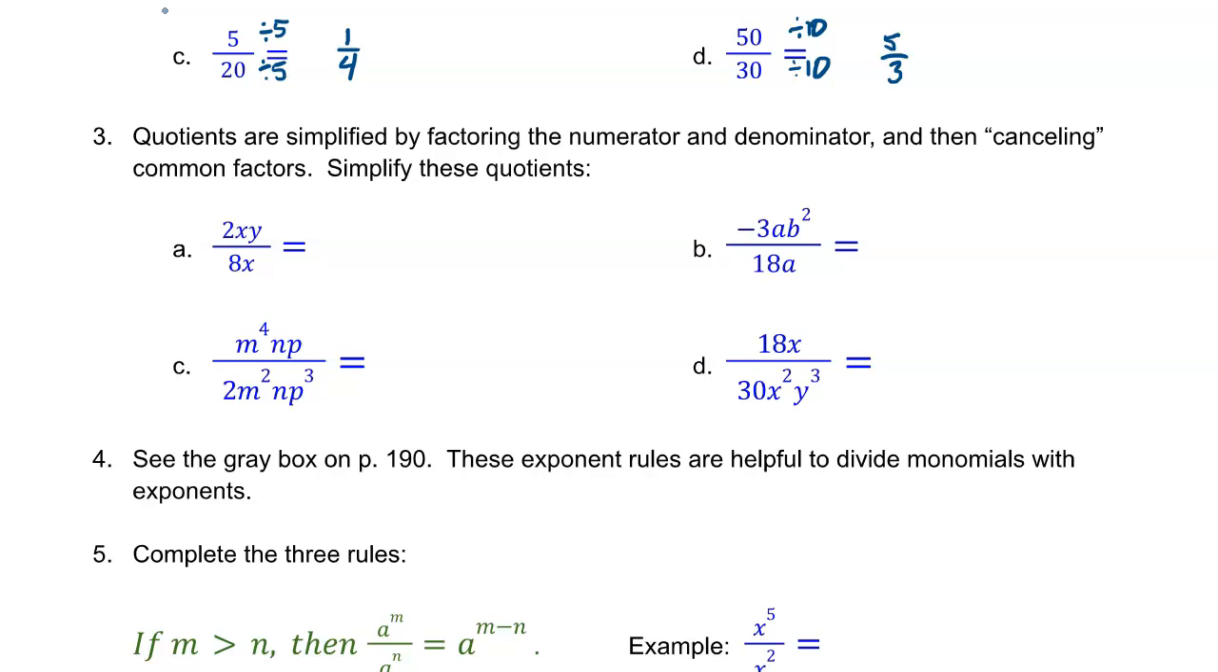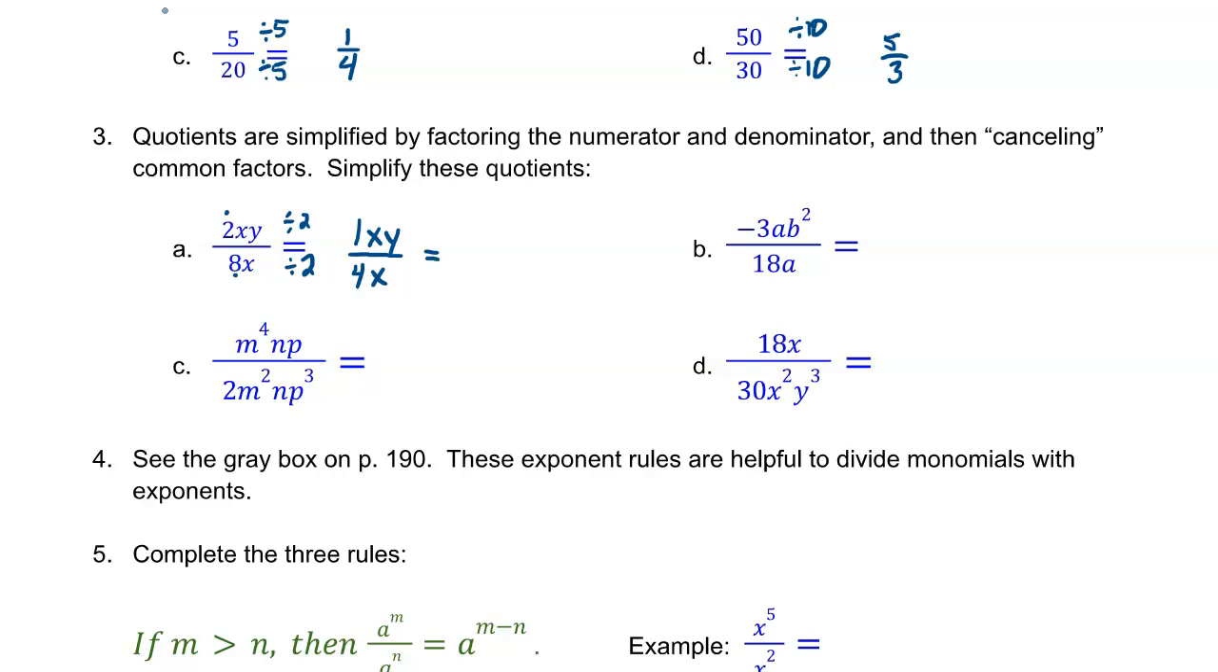Question 3. Quotients are simplified by factoring the numerator and the denominator and then canceling the common factors. Simplify these quotients. So here's some more examples. These have the numbers in them, but also variables. You focus on the coefficient numbers first and think about what is the GCF of the 2 and the 8. What's the largest thing you can divide them both by? By 2. So I want to divide top and bottom by 2. 2 divided by 2 leaves a 1, and then there's the x and the y. And then in the denominator, 8 divided by 2 leaves a 4 with the x.